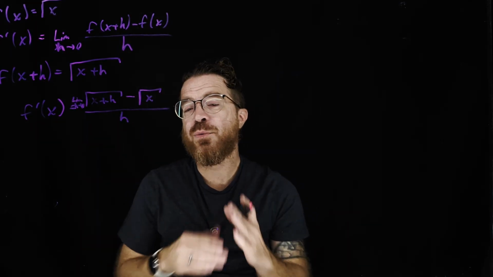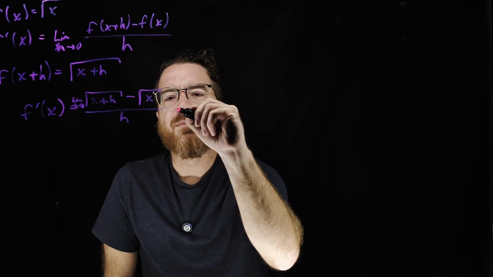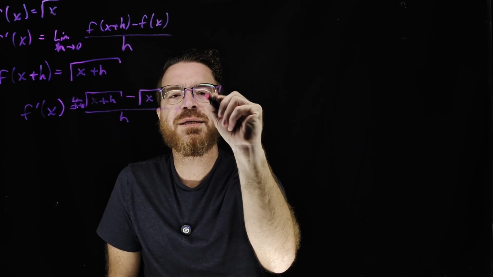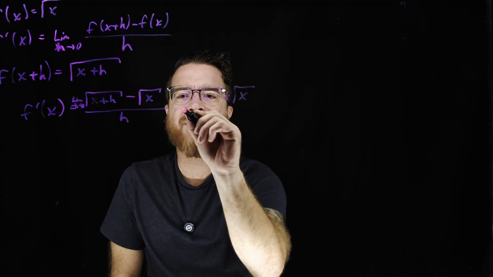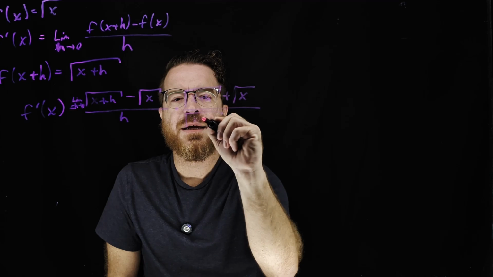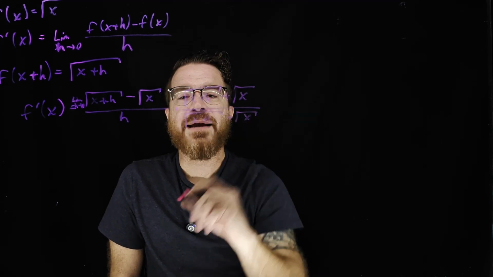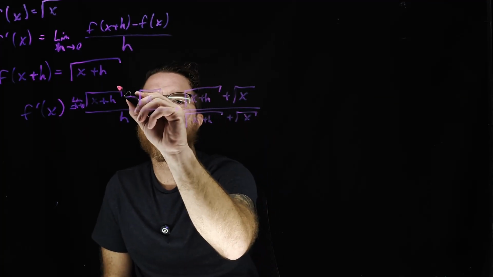So what we're actually going to do is multiply by its conjugate, like we did previously. I'm going to multiply this by the square root of x plus h plus the square root of x. And of course, anything I do, I have to do it over itself, so it's equal to 1. So the denominator is going to be the square root of x plus h plus the square root of x. And now that I have this, I can solve this out. So what do we get? We do our first, outer, inner, last.